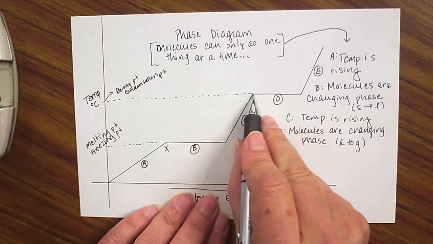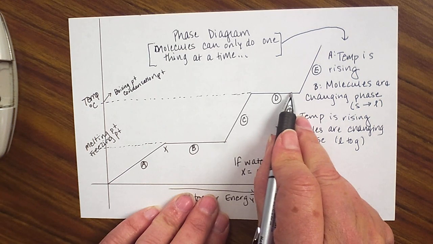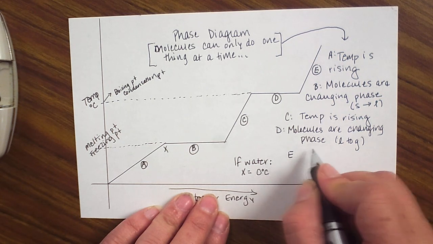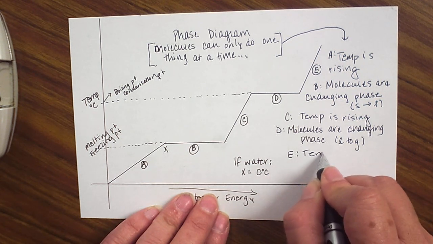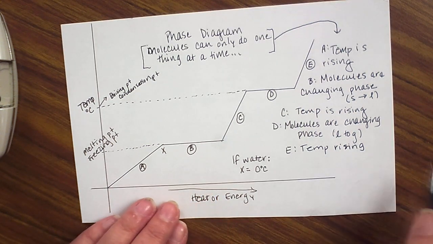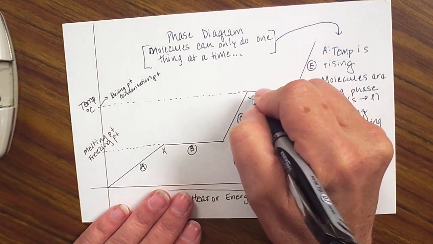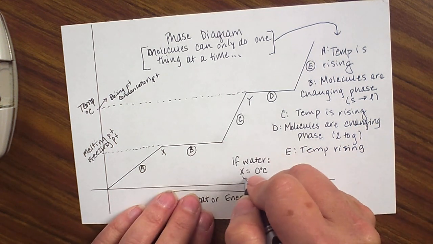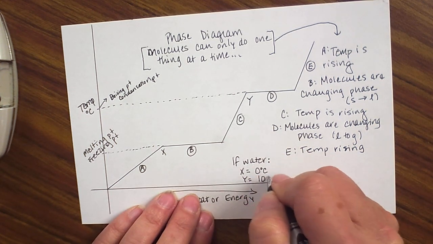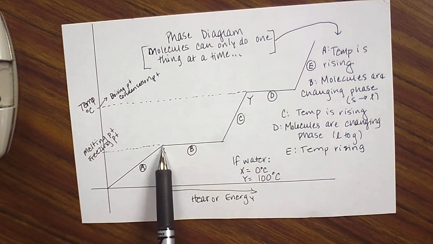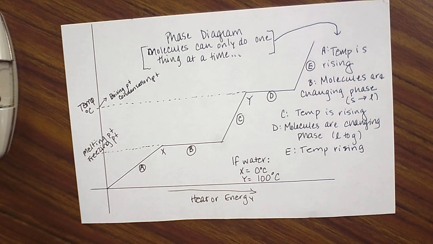And then we go from here where everything has to turn into a gas. We're going to go to letter E. And at letter E, the temperature is going to rise again. Now, if this were water, what temperature would be letter Y? Aaron? 100 degrees Celsius. So Y would be equal to 100 degrees Celsius. So this corner is the boiling point, and this corner is the freezing point. So are there any questions about this graph?